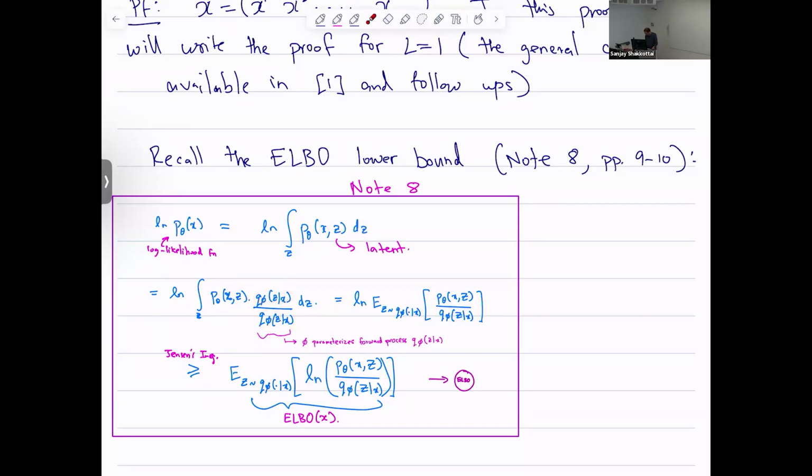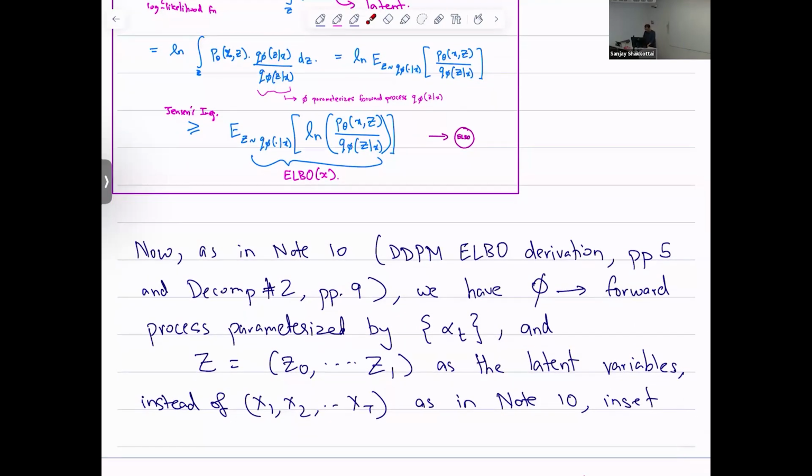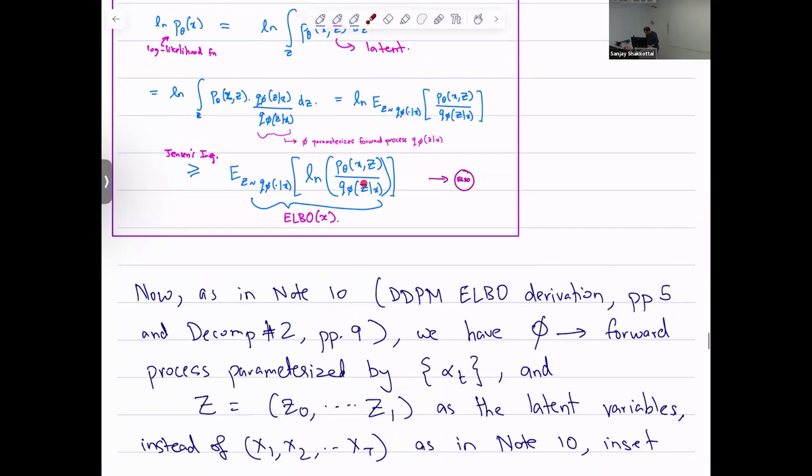This is one. Okay? And after some algebra and Jensen's inequality, we got the ELBO lower bound. It said that this quantity is lower bounded by this ELBO lower bound, or the negative of this quantity, which is what we've written, is bounded by the negative of this, which means the ratio changes. Okay. After some more algebra in the DDPM, I'm not going to repeat all that.